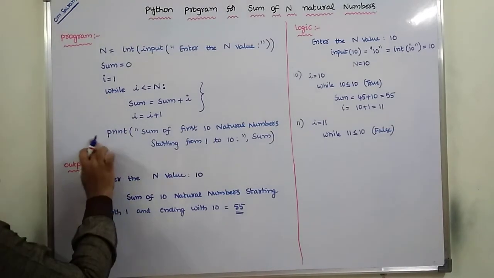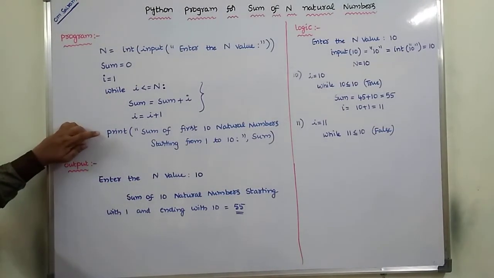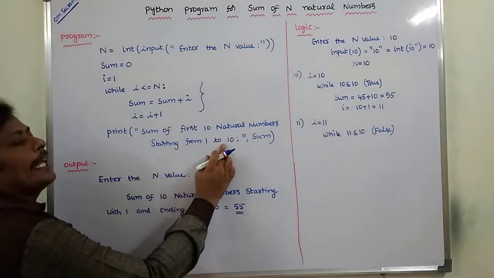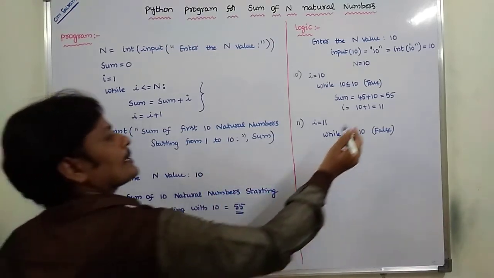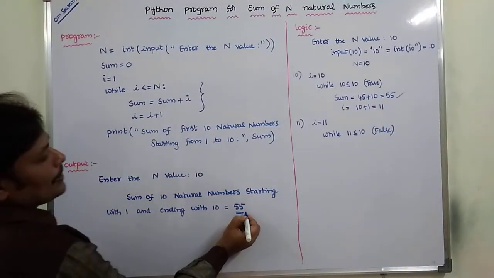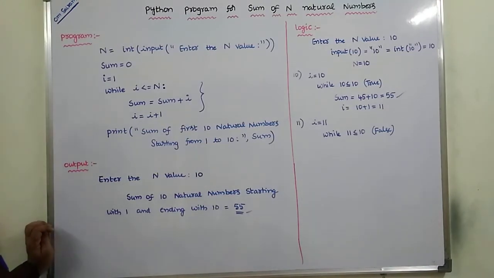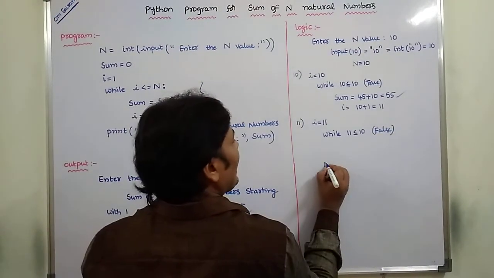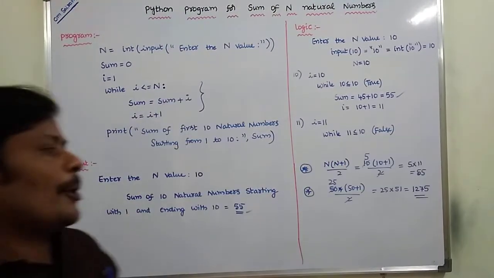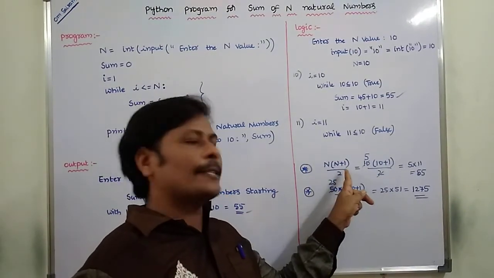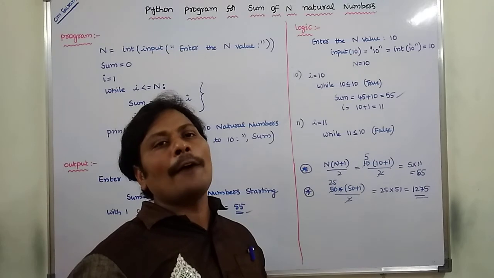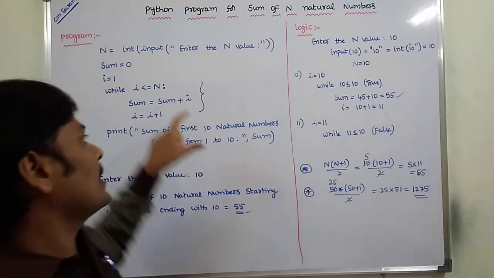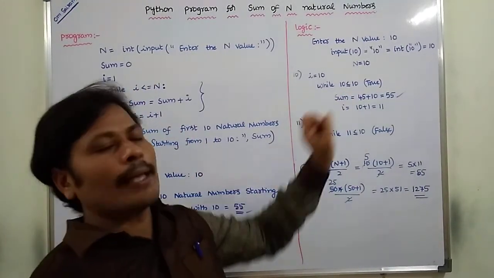After completing the while loop, what is the statement? The statement prints sum of first 10 natural numbers starting from 1 and ending with 10, comma sum. What is the sum value? That is 55. So the value 55 is printed. So sum of n natural numbers, the formula is n into n plus 1 by 2. By using this formula, we can find out the sum of n natural numbers starting with 1. So this is the program, this is the output, and this is the tracing.